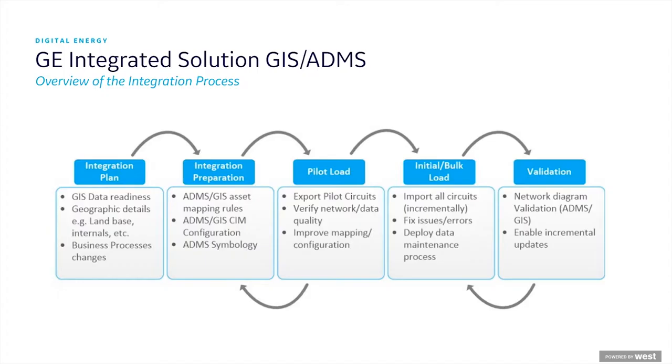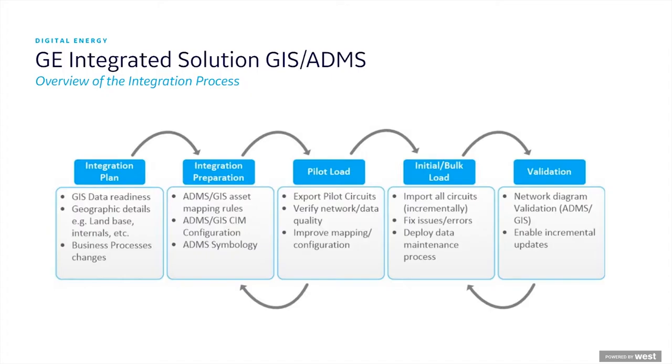I thought I'd add to that briefly by covering an overview of a typical process followed when integrating the GIS to ADMS. This slide summarizes 5 key steps in the process. These are integration planning, preparation, pilot load, initial or bulk load, and validation. It goes without saying, fail to plan is planning to fail. So the first step is all about planning and discovery.